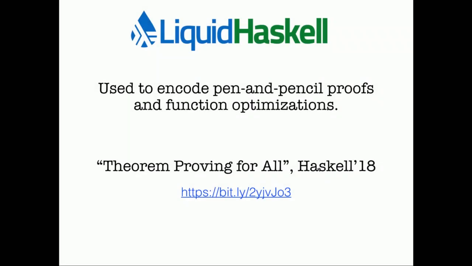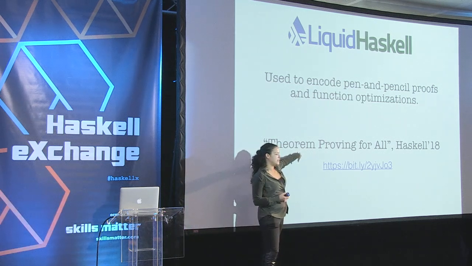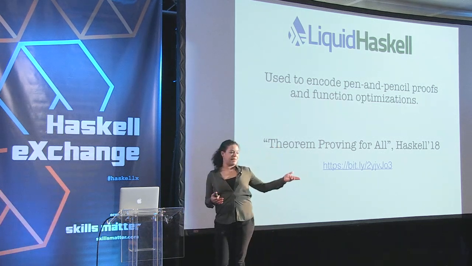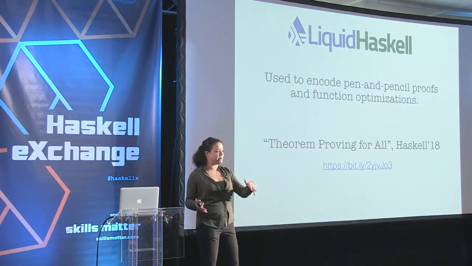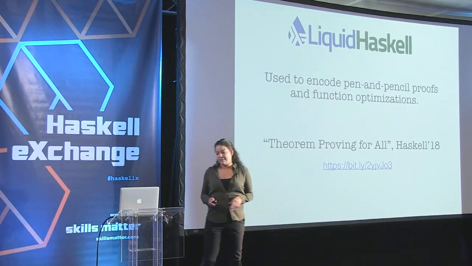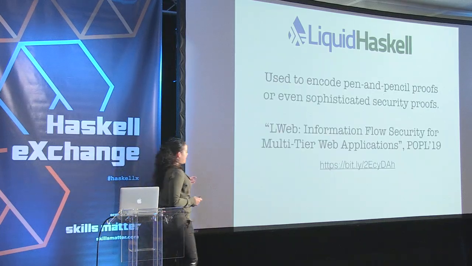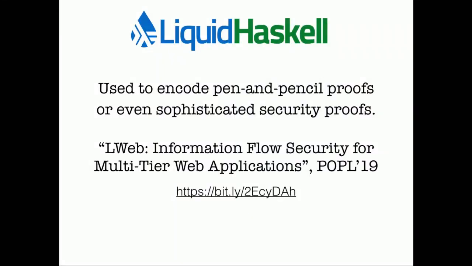And if you liked these examples, you can go look at our paper. This paper is called Theorem Proving for All, and appeared at Haskell 18. Basically what we did, together with Graham and Joachim and some people from University of Maryland, we took Graham's chapter on reasoning about programs, and we used LiquidHaskell to mechanize all these theorems. And what is interesting is that an undergraduate student did all these proofs. So my claim, and the claim that appears in this paper, is that if you have pen and pencil proofs, it is quite easy to port them to LiquidHaskell. And then there is another paper called LWeb, to appear at POPL 19.